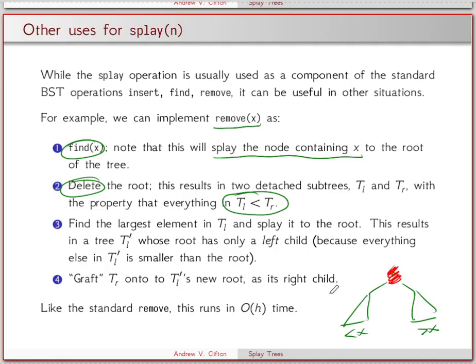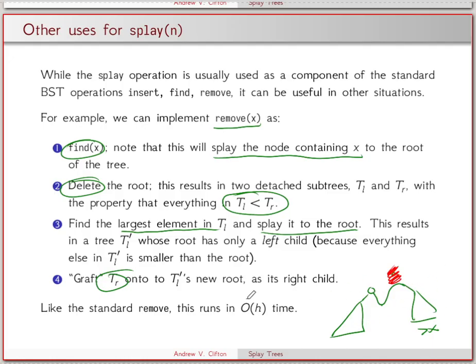So then I'm going to take my left subtree and find the largest element in it, something like down here, and splay it to the root. What that gives me on the left-hand side is a new subtree that has some node at the top, and then the rest of the tree is down here to the left of it. There's nothing on its right, because we grabbed the biggest element in TL and splayed it to the root, so there's nothing in TL that's greater than it. And then all we do is take TR, this tree over here, and stick it under there as the right-hand side.